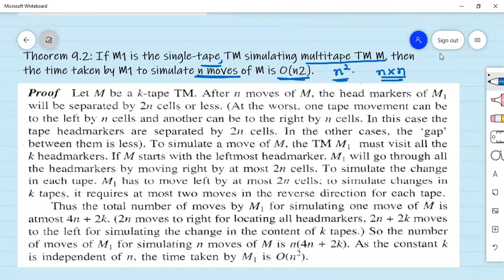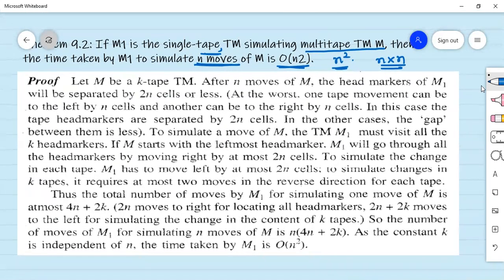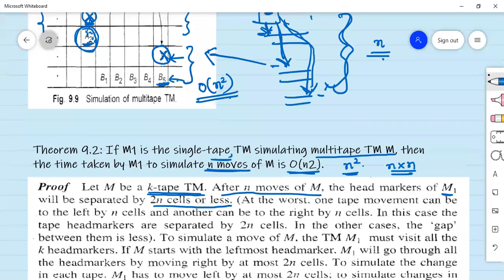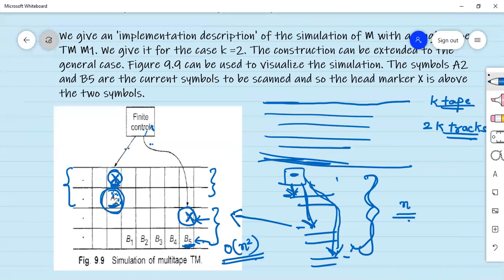So how can we justify this? Let M be a K-tape Turing machine, and we are talking about n moves. After the n moves of that machine, the head markers of M1 will be separated by 2n cells or less, correct? I hope this is clear. So you have n moves made. We have simulated it like this. And you have to make n moves, right?